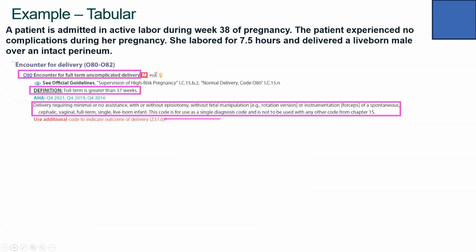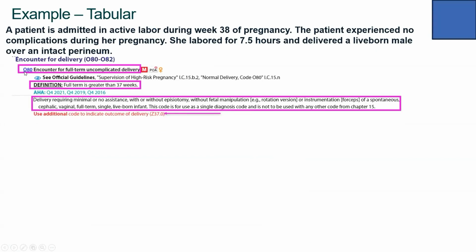So let's see what this looks like in the tabular. We get to the tabular and we have our code. Again, it's just 3 digits. There's no further specification in this code. So it is a full code with just 3 digits, O80, encounter for full term uncomplicated delivery. Our pregnancy was full term. It was 38 weeks. And remember, the definition of full term, according to ICD-10, is anything greater than 37 weeks. And here is just a reminder, the definition of full term is greater than 37 weeks. You might want to highlight that.